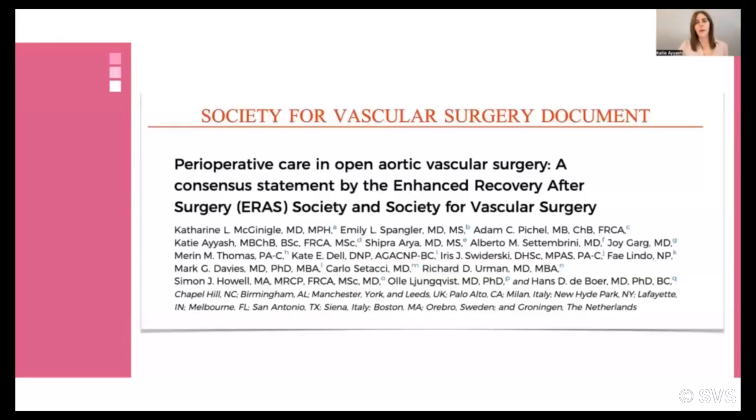In 2022, evidence-based ERAS guidelines were published by the Society for Vascular Surgery for open aortic surgery. And the Society for Vascular Surgery and ERAS Society selected an international committee of vascular surgeons, anaesthetists, and advanced providers who had expertise in enhanced recovery, but also in vascular pathophysiology. And we used a graded approach to rate the quality of the evidence and to grade the strength of the recommendations. And we came up with a total of 36 recommendations, which were categorized into pre-admission, preoperative, intraoperative, and postoperative.